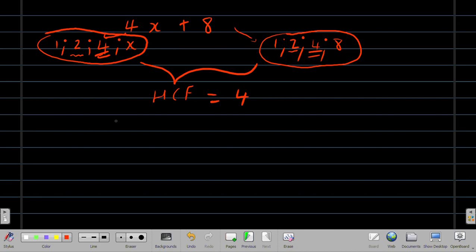And as such, we'll take 4 out of the bracket, and we'll do the same thing we did before. What do we have to multiply 4 with in order to get 4x? We have to multiply it with x. What do we have to multiply 4 with in order to get an 8? We have to multiply that with 2. And there we have it. There it is, factorized.